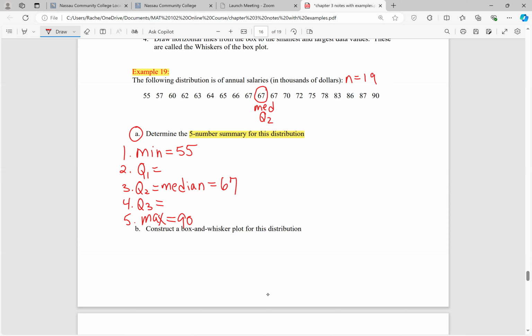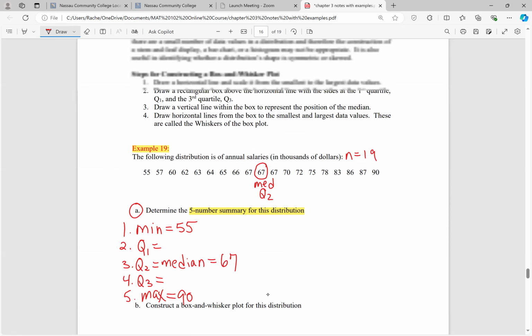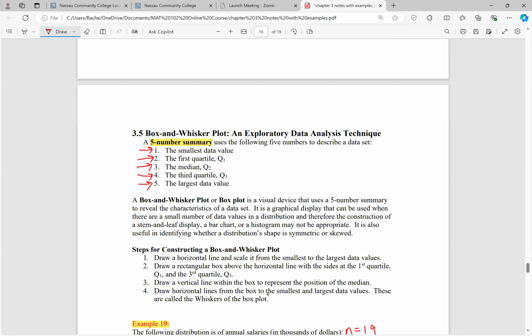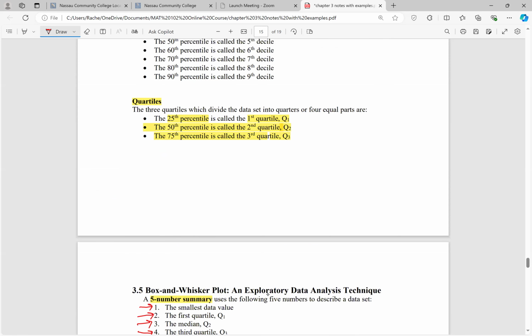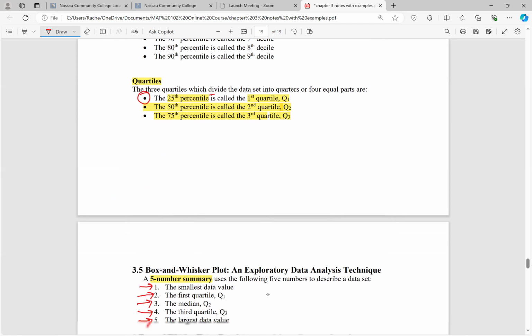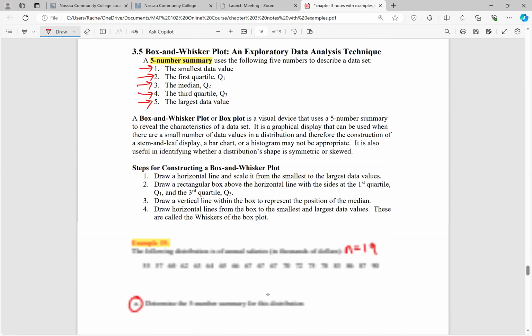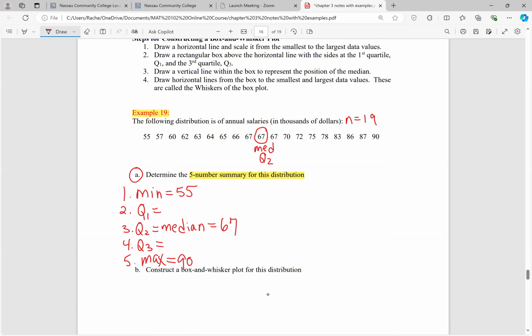Now we need to find 2 more things. We need to find Q1 and Q3. Q1 is the 25th percentile. So remember up here, Q1 is the 25th percentile, so if we looked at the first quarter in terms of our data set. Now, I think an easy way to look at this is, look, 67 is right in the middle. This divides our data set in half, right? It's the median. So let's look at the lower half of our data, right?